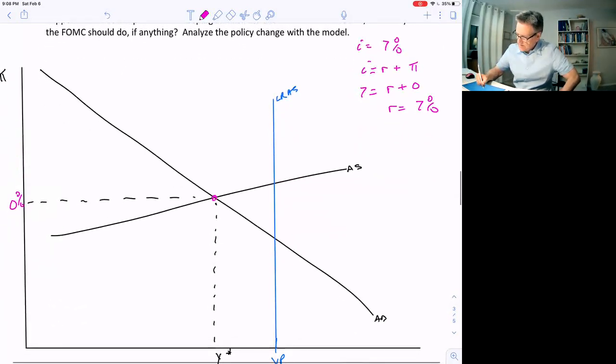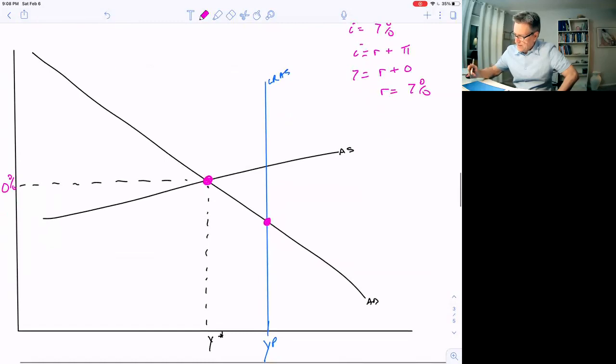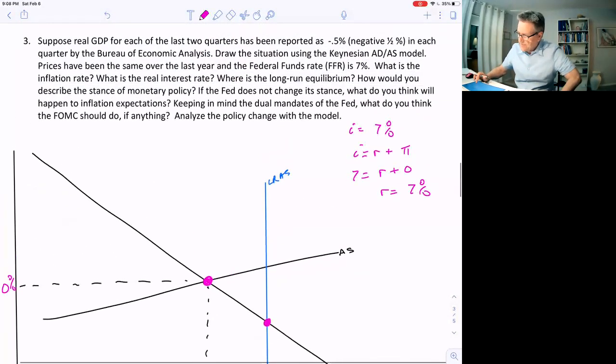So right now, this is our short run equilibrium here, Y star and 0%. If nothing's done, eventually we'll be in a long run equilibrium at full employment. It may take some time to get there. That'll be where the long run aggregate supply curve intersects the aggregate demand curve. But that's even at a lower inflation rate than 0, something negative.